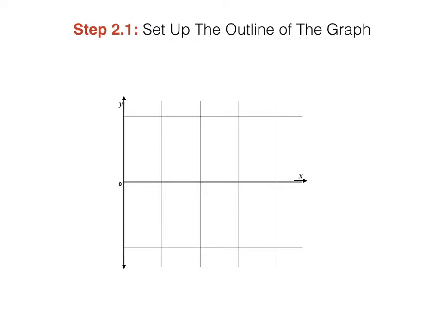Step 2.1. Set up the outline of the graph. To set up the outline of the graph of the sinusoidal function, we will draw an x-y axis graph like so. The x-axis will represent time and therefore will stop at 0 since time cannot be in the negative. The y-axis will represent the temperature and will have points in the positive and the negative.